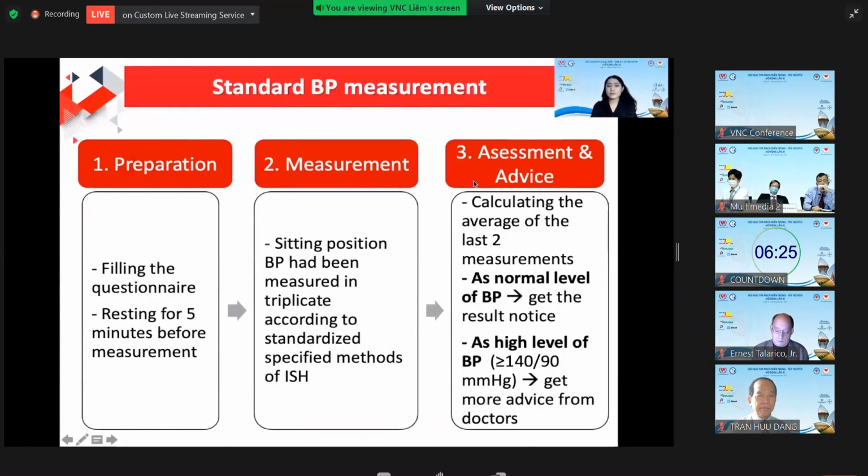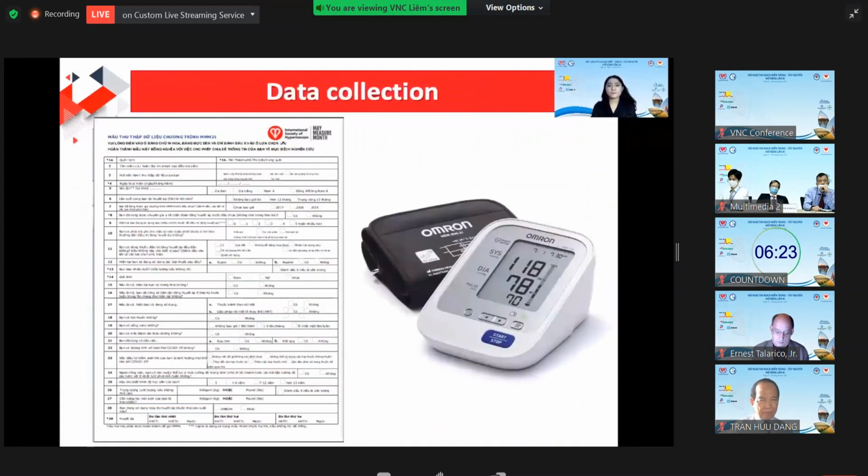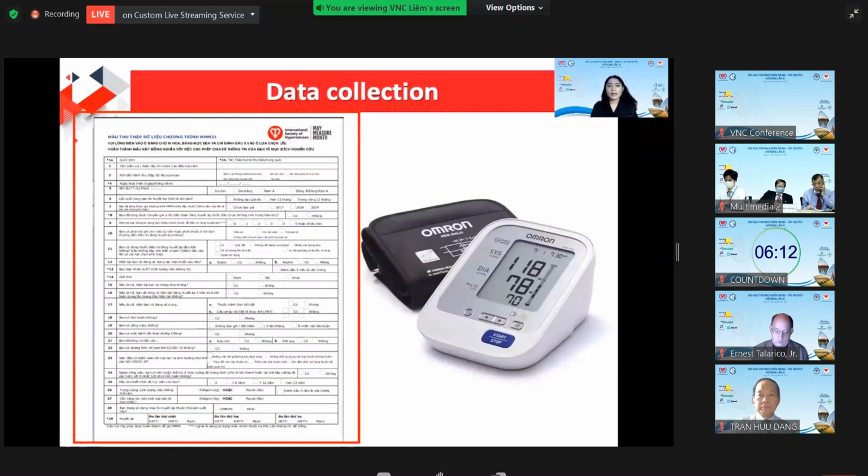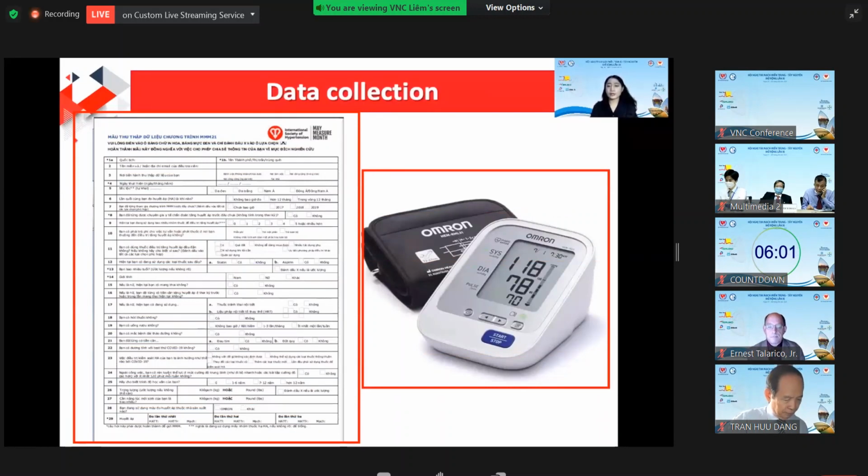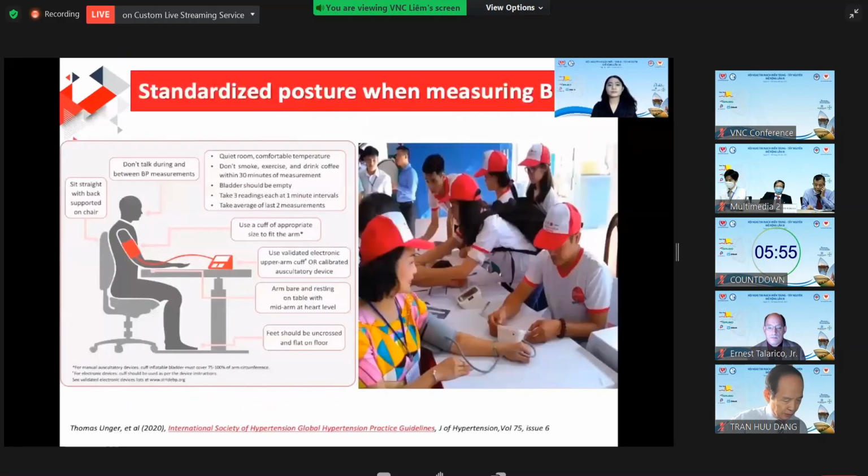There are 3 standard steps in blood pressure measurement. Talking about data collection, firstly, the participant will be asked some questions about their demographic and hypertension risk factors through this questionnaire. In the second step, their systemic blood pressure level was measured 3 times by an automatic sphygmomanometer. And the result was calculated from the mean of the second and third readings. Here is the standard guideline of blood pressure measurement, and here is the real condition when we conduct the measurement for the participant.